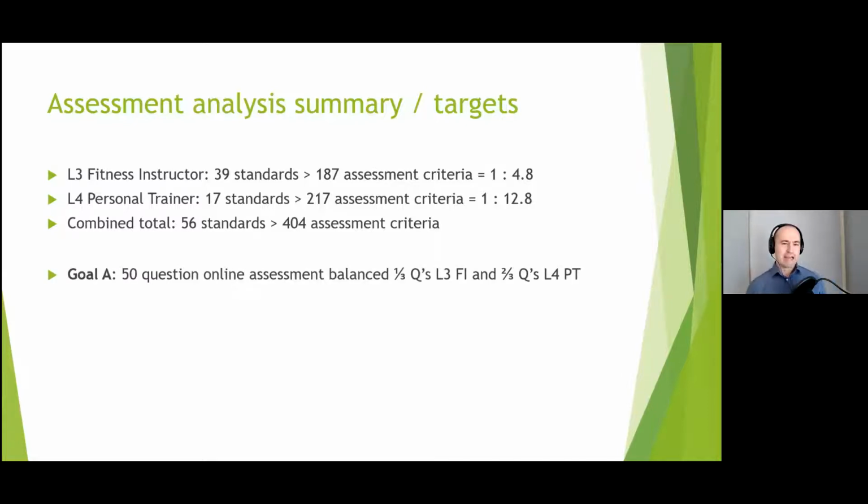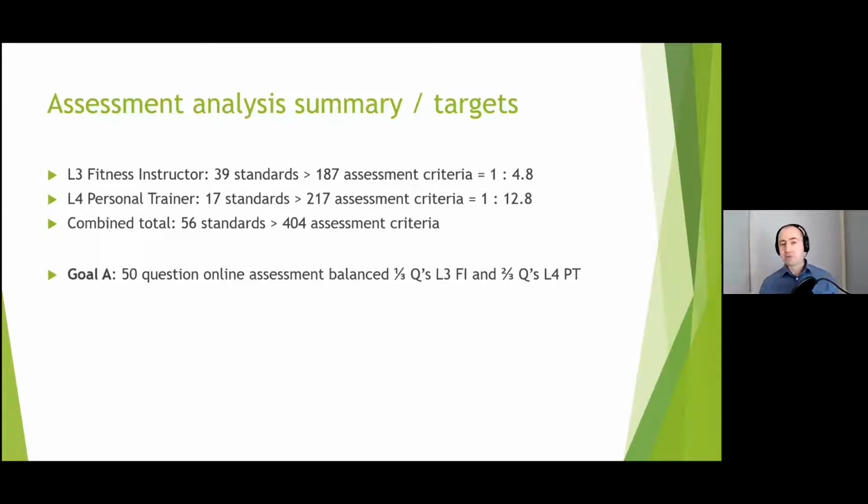So let's lay out the goals and what the intention really was. The first goal was to create a 50-question online assessment. It needs to be a Level 4 assessment because it has to be appropriate for personal trainer, and therefore the number of fitness instructor questions needs to be less than half.